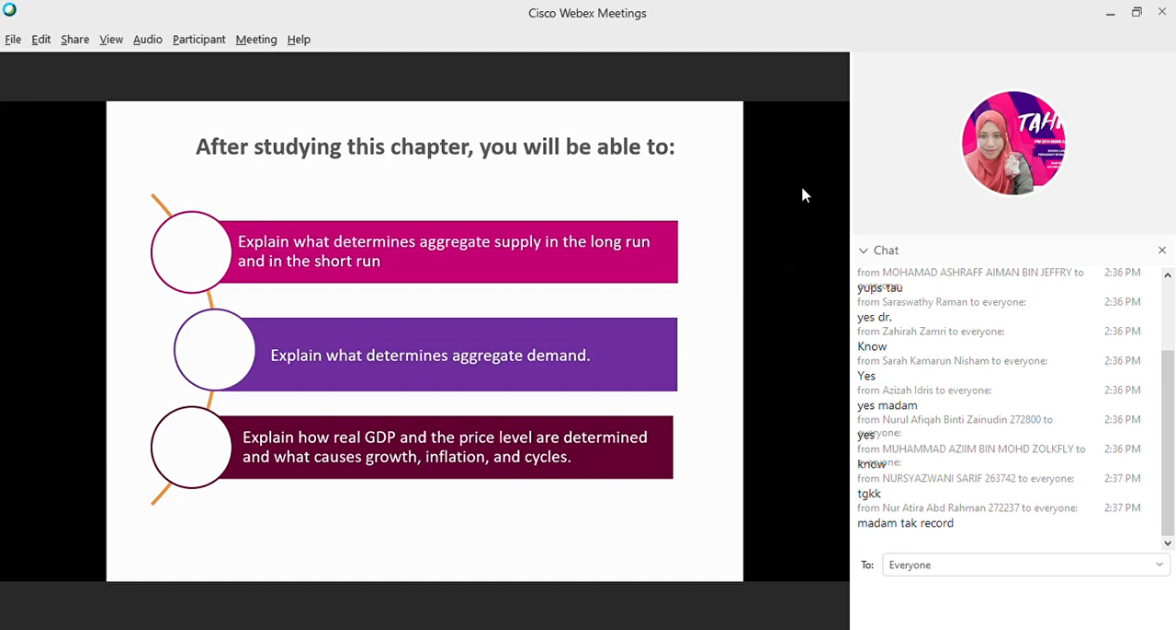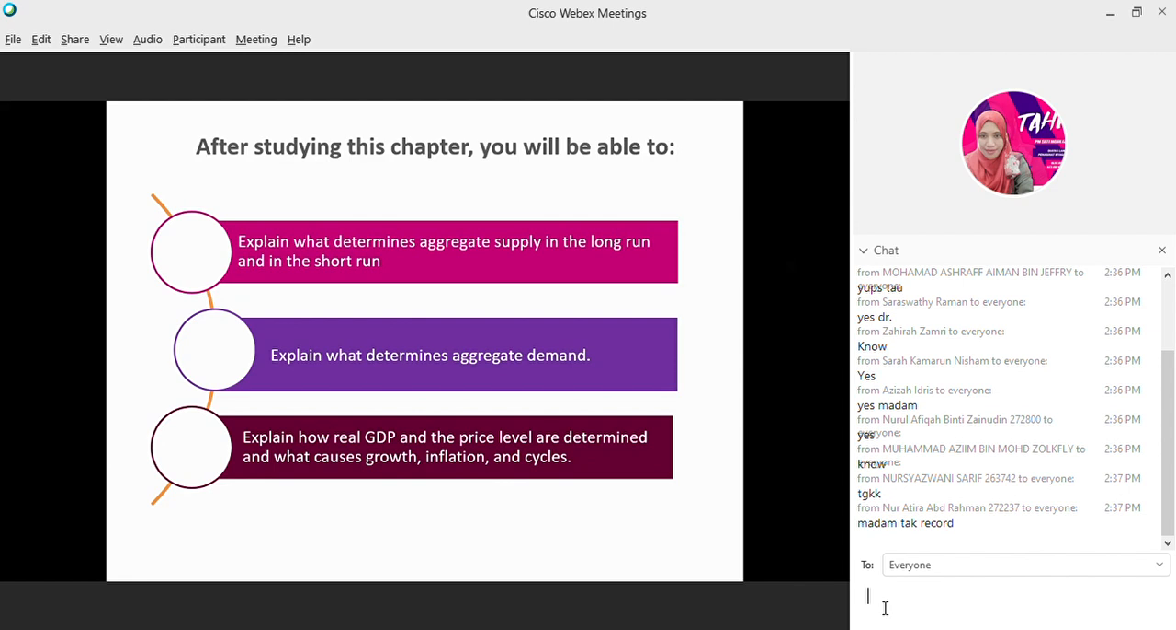Of the lecture for this topic. Because to explain about inflation, we are going to use the AS and AD curve. Okay. So again, AD is aggregate demand and AS is aggregate supply. To be specific, SAS is the short run aggregate supply and LAS is the long run aggregate supply.